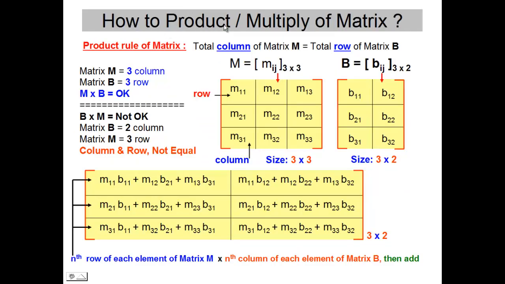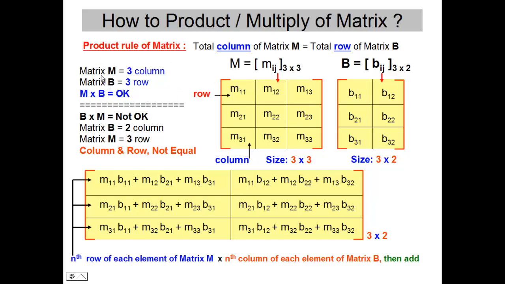Now next, how to product or multiply matrices. So the rule of matrix product is that the total columns of matrix M must equal the total rows of matrix B. Below is the matrix example: 3 row 3 column matrix M, and matrix B has 2 columns and 3 rows. So the notation is M equal to M of ij in square brackets 3 by 3 and B equal to square bracket B of ij 3 by 2.